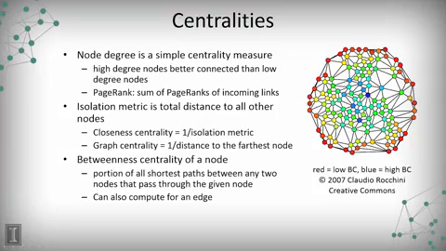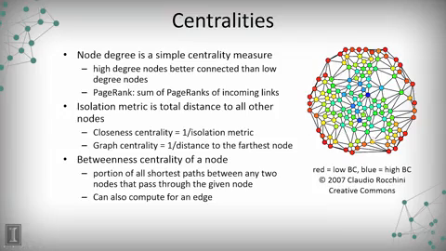Betweenness centrality basically looks at every pair of nodes and finds the shortest path between that pair of nodes. If I take all of those shortest paths between any node and any other node, how many of those shortest paths go through a given node? That tells me the betweenness centrality of that node. And so if I take every shortest path between every node and every other node, those shortest paths will likely go through these central nodes more than they will go through these peripheral nodes.